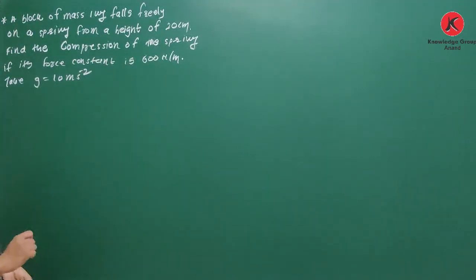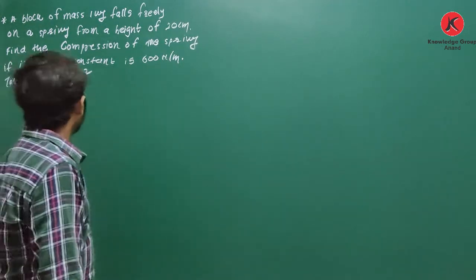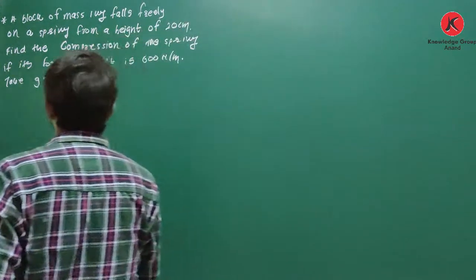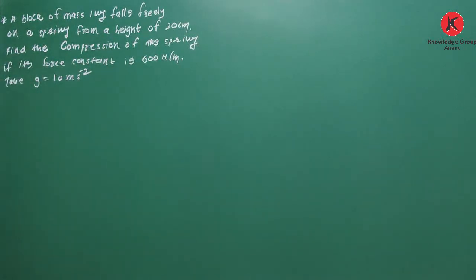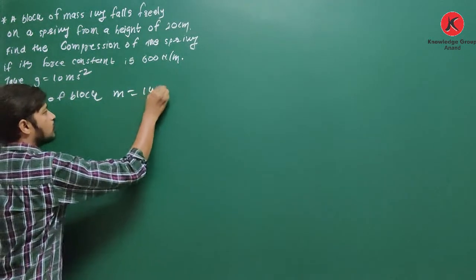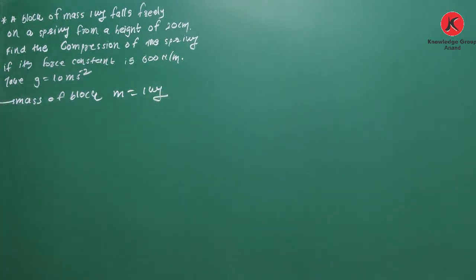Now the next question is: a block of mass 1 kg falls freely on a spring from a height of 20 centimeter. Find the compression of the spring if its force constant is 600 Newton per meter. Take g equal to 10 meters per second square. See how to calculate this. Mass of block m is equal to 1 kg.